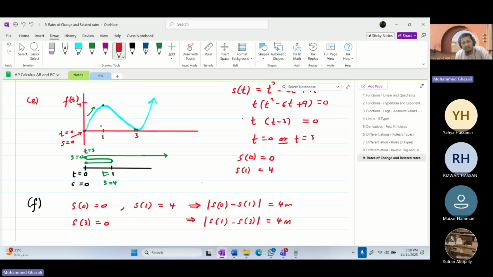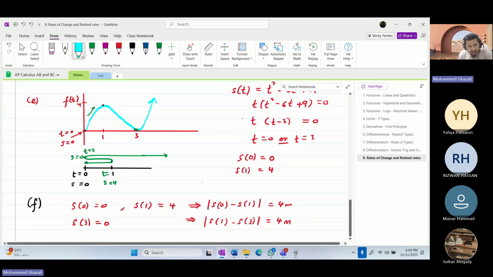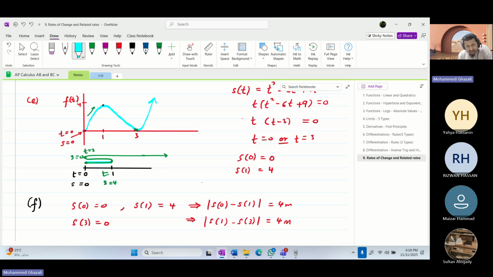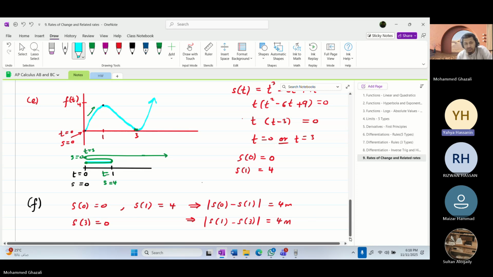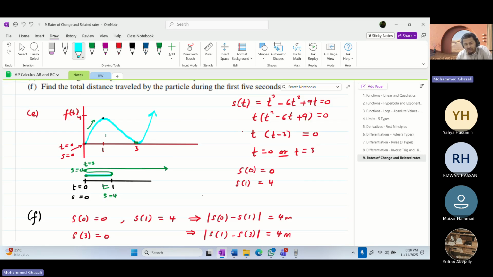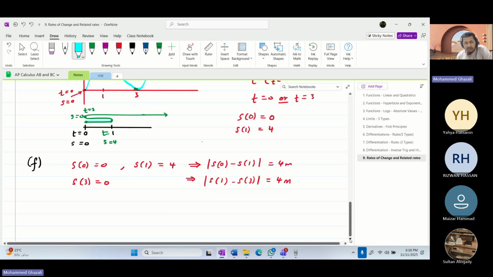Remember, it changed direction. Watch here. From time 0 to time 1, the particle traveled 4 meters, correct? And then from time 1 to time 3, the particle traveled another 4 meters. You understand? So 2 is not even in the picture. Don't care what's happening in between. Are we good? 2 is not an intercept, nor is it a critical value.